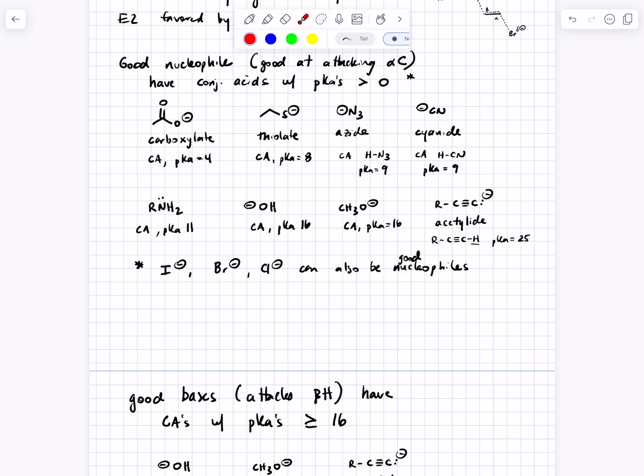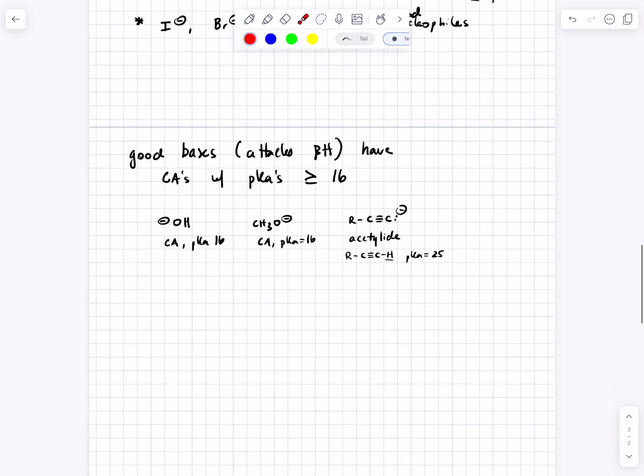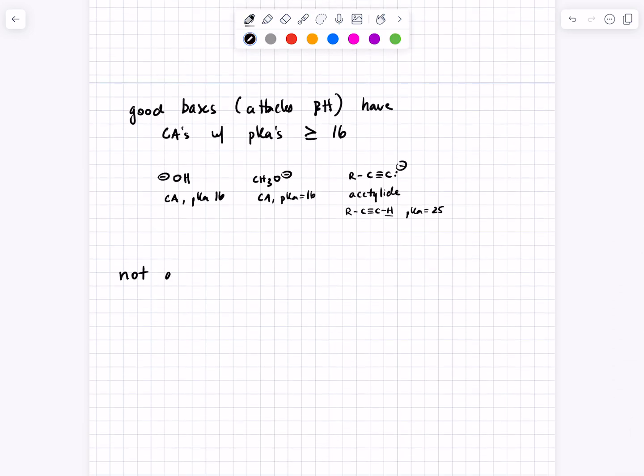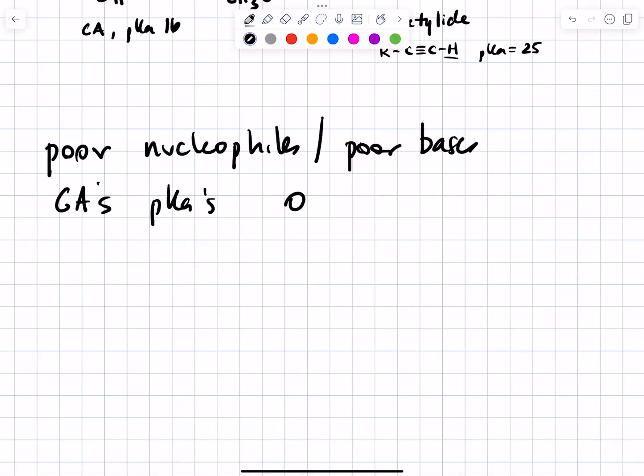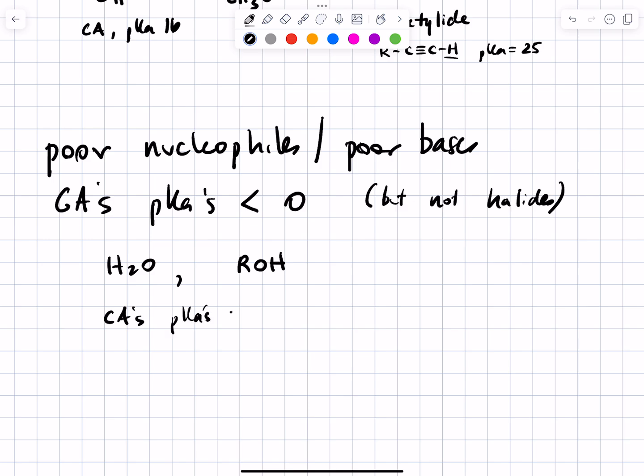All right. Let's talk about things that don't qualify as good, I suppose I can use the word poor instead of not good. Poor nucleophiles and poor bases. These would be things whose conjugate acids have pKa's less than 0. That's a less than sign, yeah. So on this list is just a few things, but not the halides. So water and alcohols in general have conjugate acids with pKa's that are like -2. All right, so water is a poor nucleophile, a poor base. Alcohol is a poor nucleophile and a poor base.